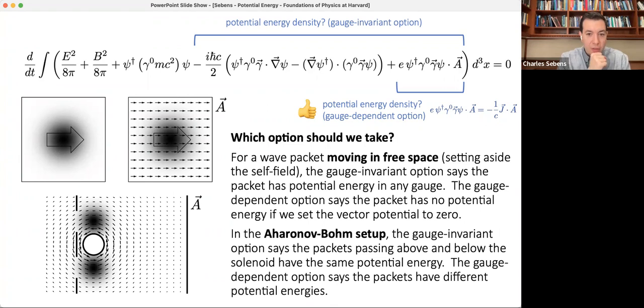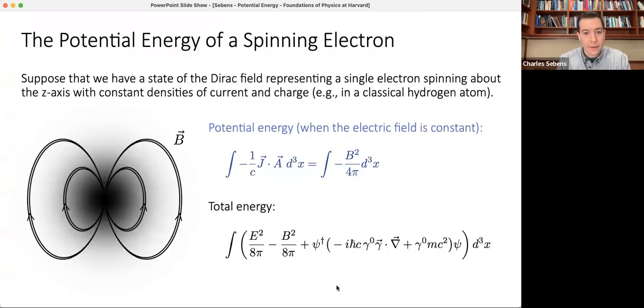Okay, so we went fast through the Aharonov-Bohm thing, but thinking about the wave packet moving in free space, I think gives us good reason to prefer the gauge dependent option for the potential energy density. I think that's more attractive. It's not a knockdown case, but I think thinking of -1 over C J dot A as the potential energy density is attractive, because then at least the potential energy vanishes for a wave packet moving in empty space when the vector potential vanishes. Okay, good.